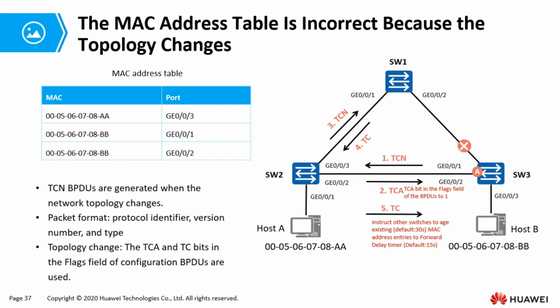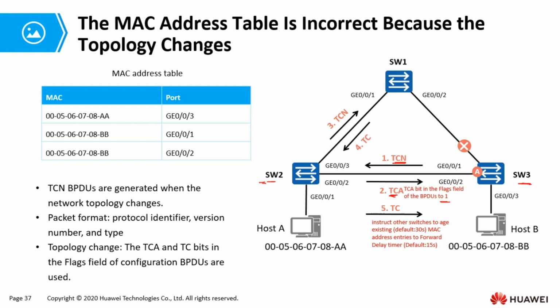After switch 3 detects there is a topology change, because this link from switch 1, G002 here, is down already, switch 3 will generate the TCN, topology change notification BPDU, to switch 2. After switch 2 receives the topology change BPDU, it will send the TCA, the acknowledgment, changing the flag to 1, to switch 3.